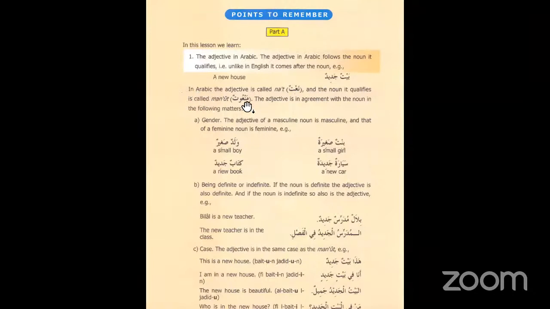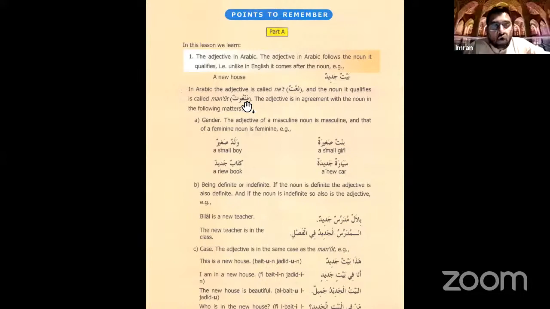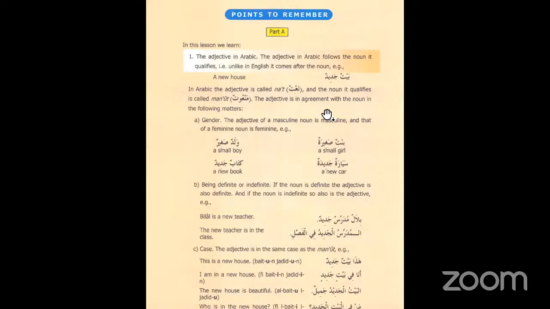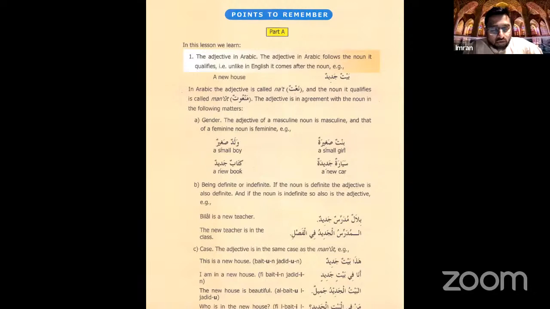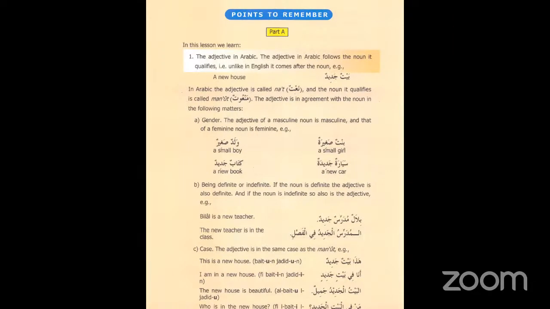In Arabic, the adjective is called na'tun or sifatun, and the noun which is qualified is called man'ut. The noun which it qualifies means the noun which is being described. For example, if I say the beautiful book, what am I talking about? The book. So the book is the man'ut, meaning the noun which we're discussing or speaking about.